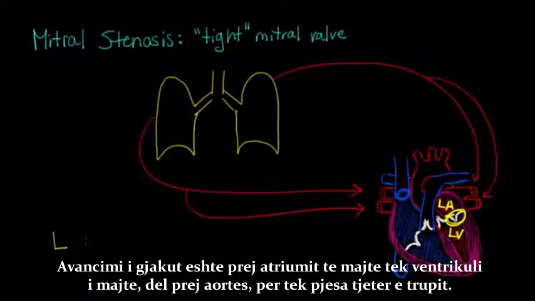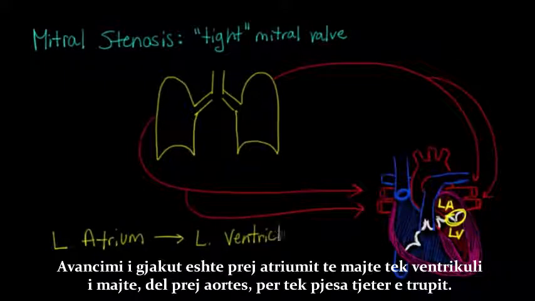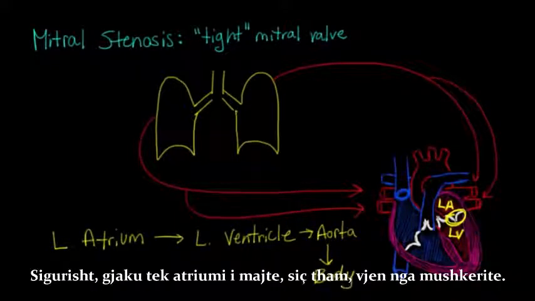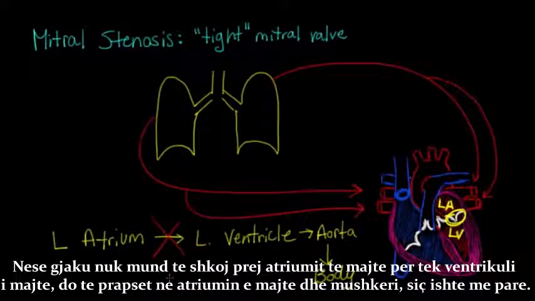So the progression of blood is left atrium to left ventricle, out the aorta, and to the rest of the body. And of course that blood into the left atrium, like we just said, was from the lungs. Now if the blood can't get from the left atrium to the left ventricle, it is going to back up in the left atrium and the lungs, everything that was before it.